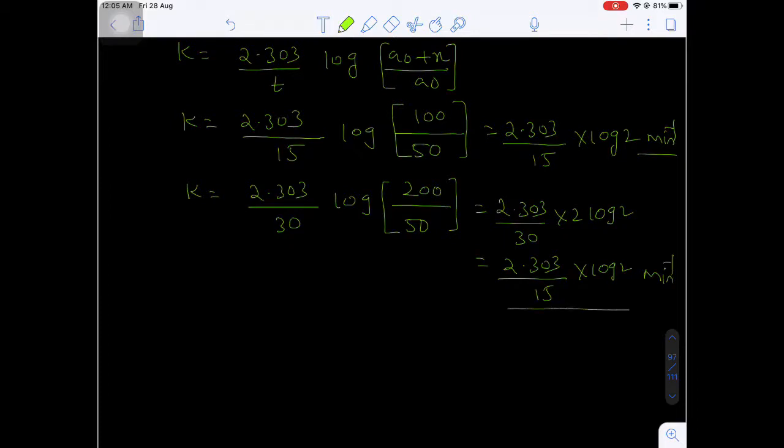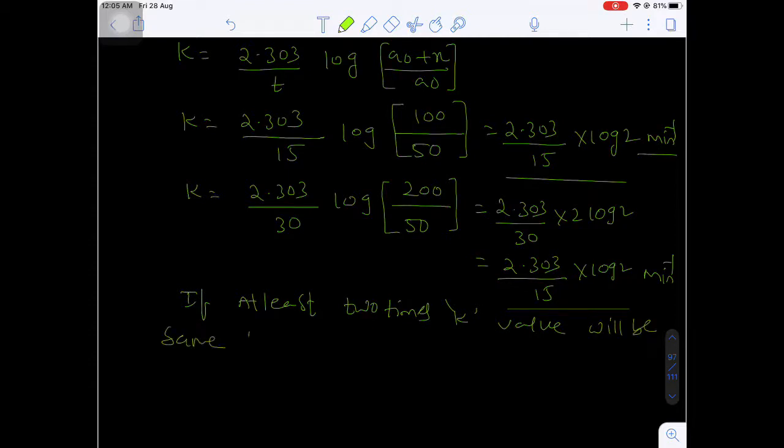That means if you calculate the k value at least 2 times, minimum 2 times, and if the k value is the same, then this reaction follows first order kinetics. This reaction follows first order kinetics.